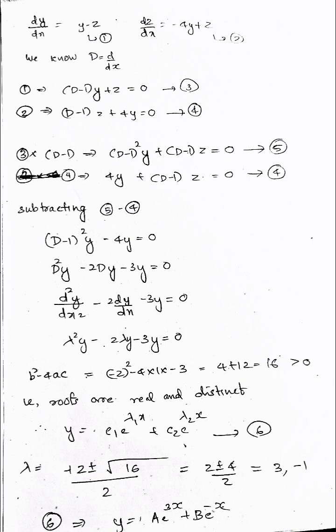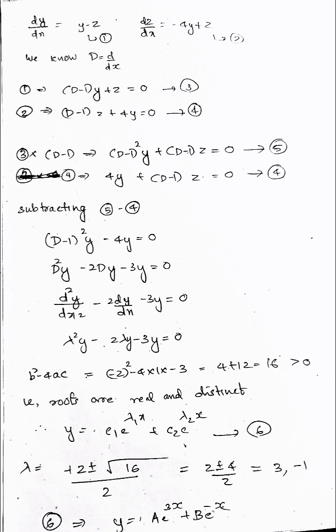Multiplying 3 with D minus 1, we get D minus 1 the whole square into y plus D minus 1 into z is equal to 0. This is equation number 5, and 4 implies 4y plus D minus 1 into z is equal to 0. Subtracting these two equations, we get D minus 1 the whole square into y minus 4y is equal to 0. That is D square y minus 2 Dy minus 3y is equal to 0. That is d square y by dx square minus 2 dy by dx minus 3y is equal to 0. That is lambda square y minus 2 lambda y minus 3y is equal to 0. Here b square minus 4ac is equal to minus 2 the whole square minus 4 into 1 into minus 3 gives 4 plus 12, that is equal to 16, which is greater than 0. So here the roots are real and distinct.